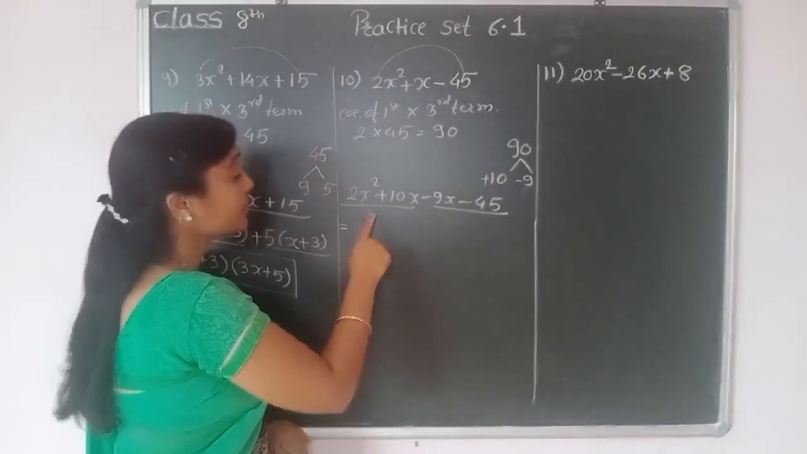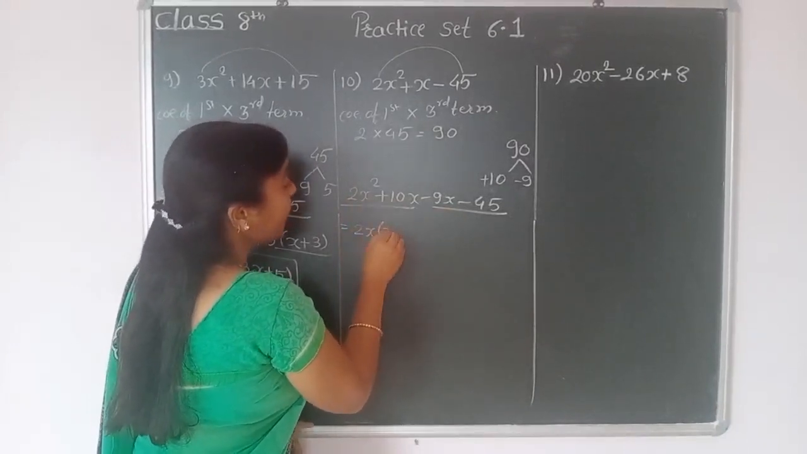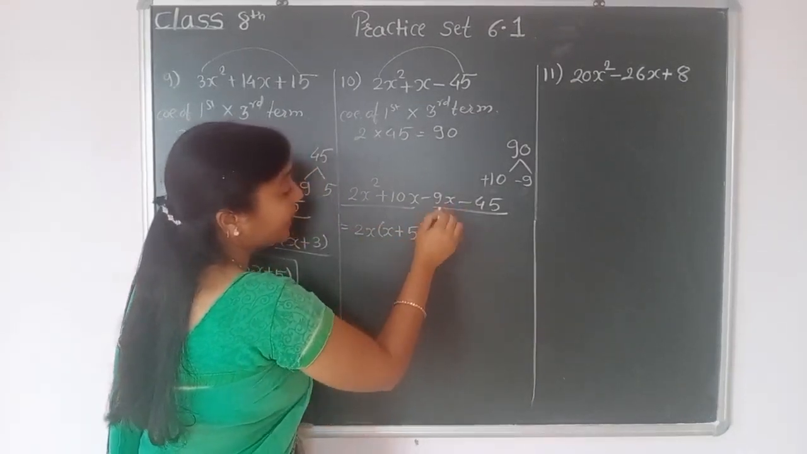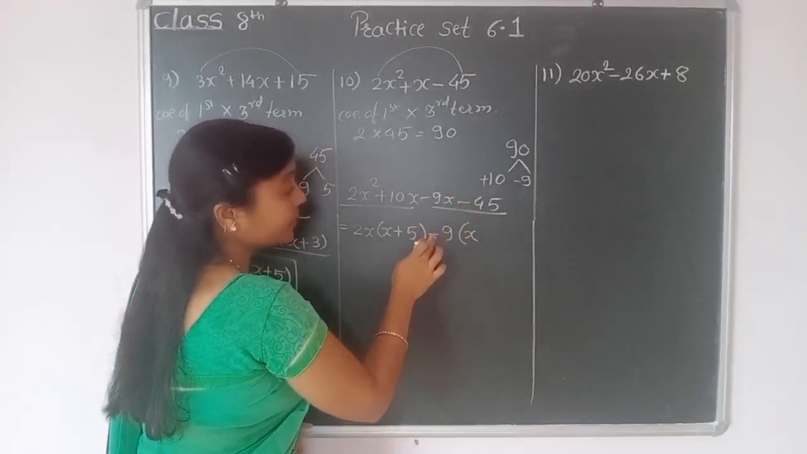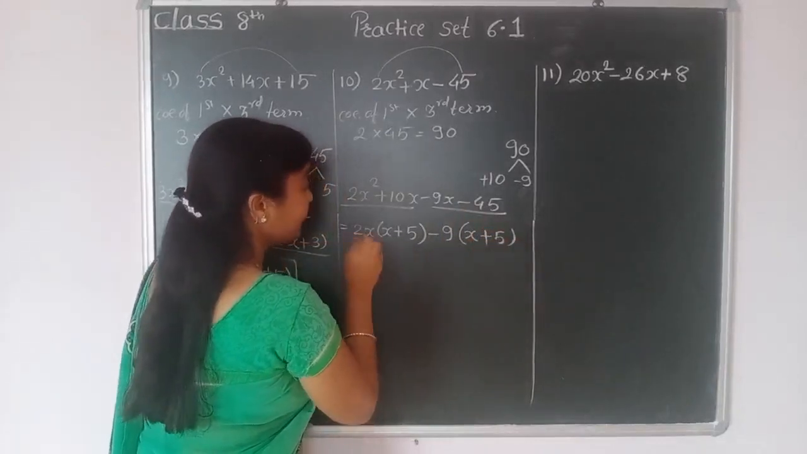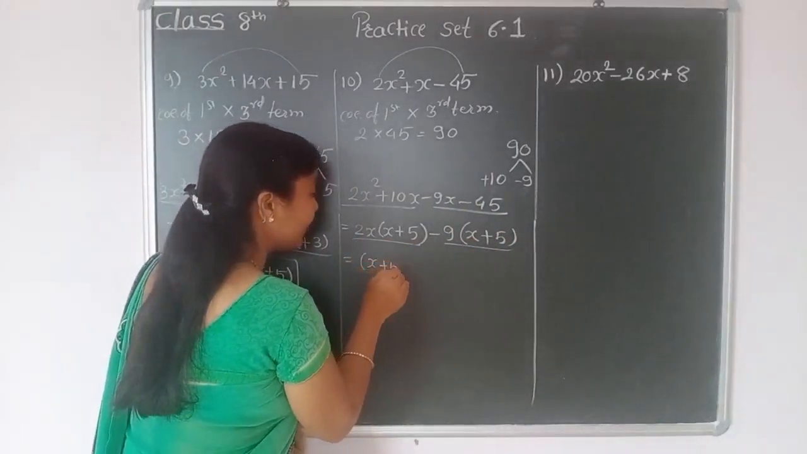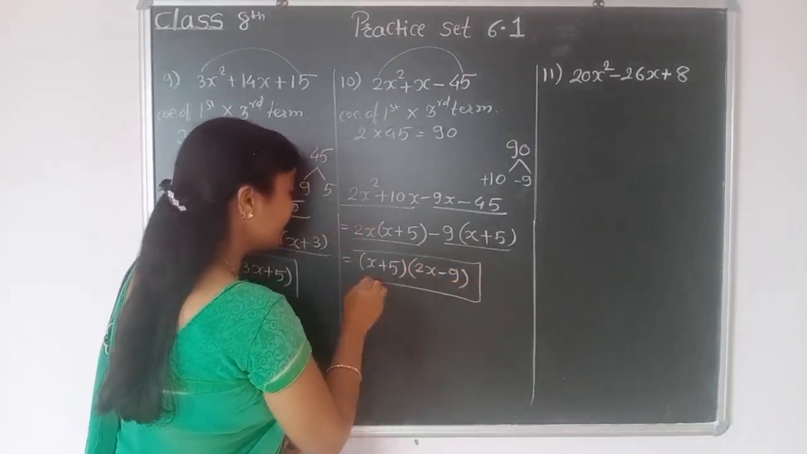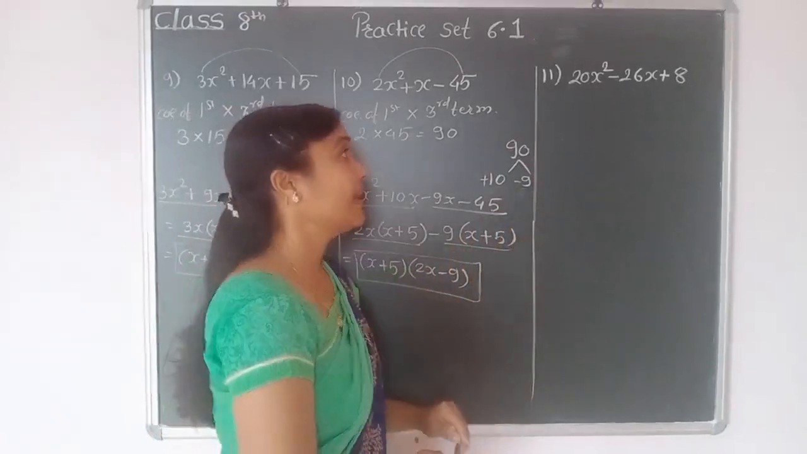Make two pairs. Take out common. Here is the common. 2x in the bracket. X plus 5. Here minus is common and 9 also common in this. X, take out minus outside the bracket, then change the sign, plus 9 5 is 45. Again x plus 5, this bracket is common, so we write down x plus 5, another bracket 2x minus 9. These are the factors.